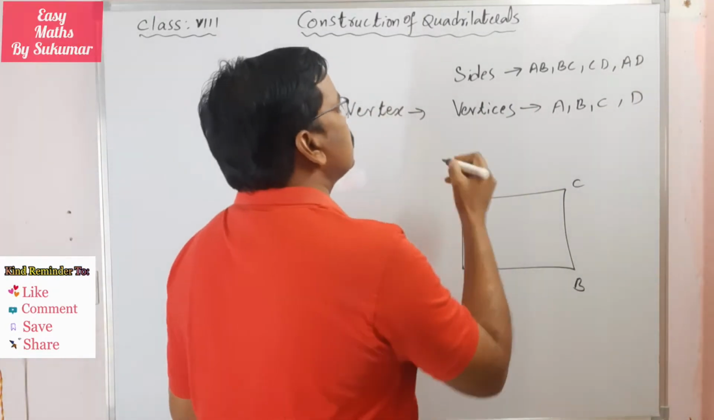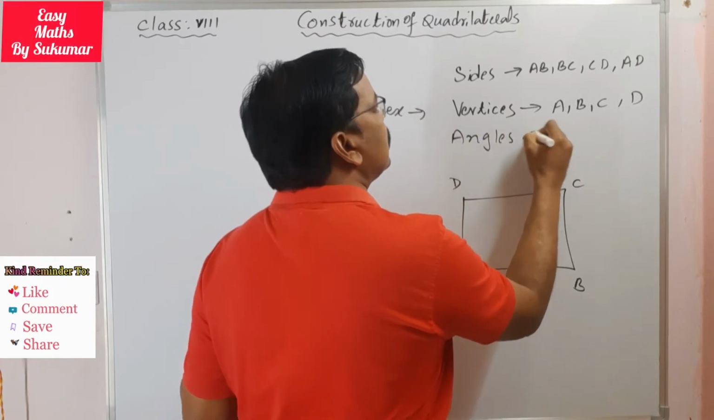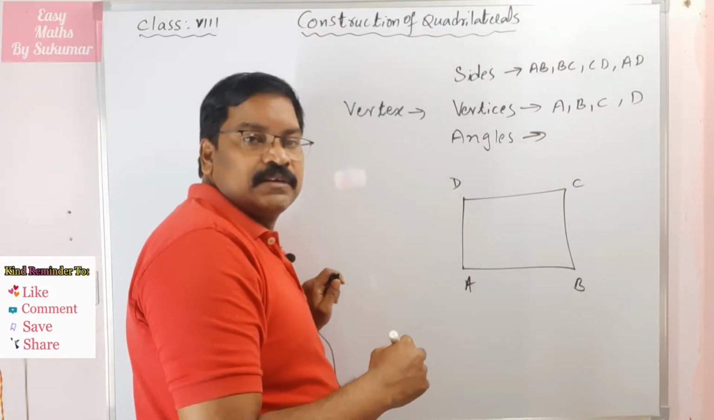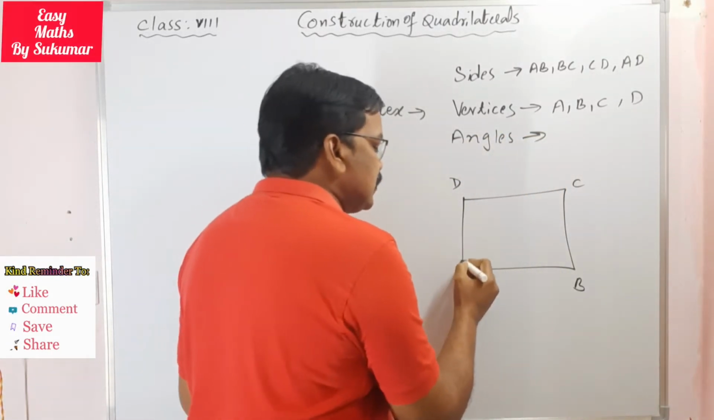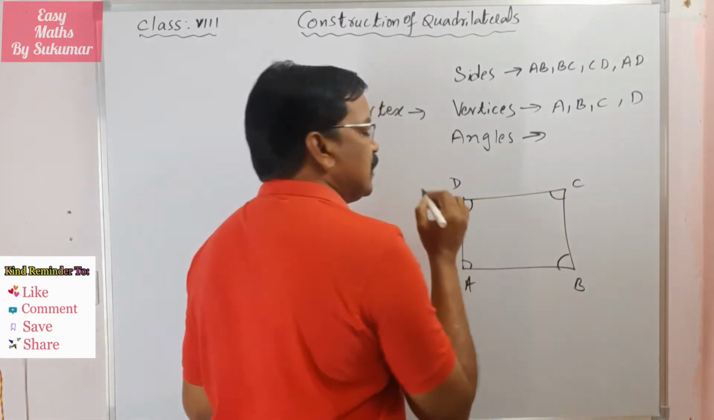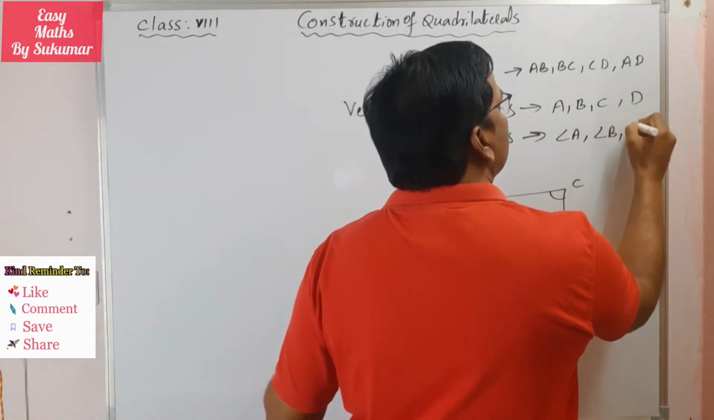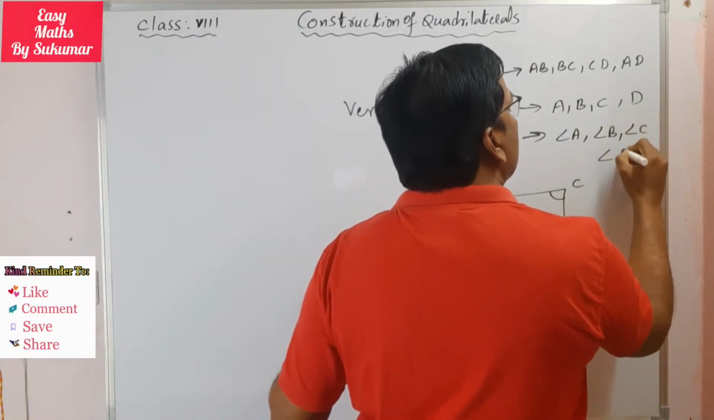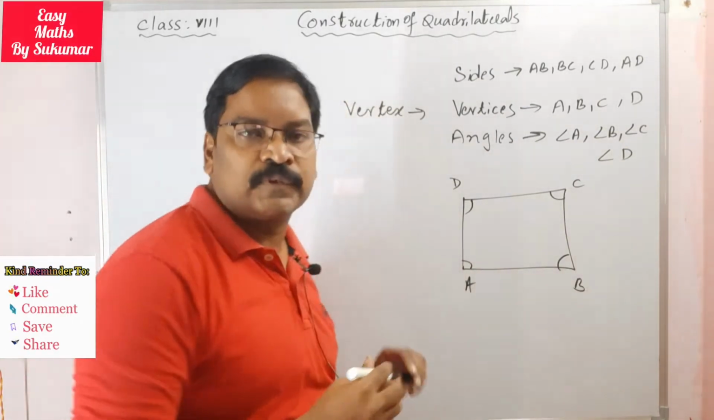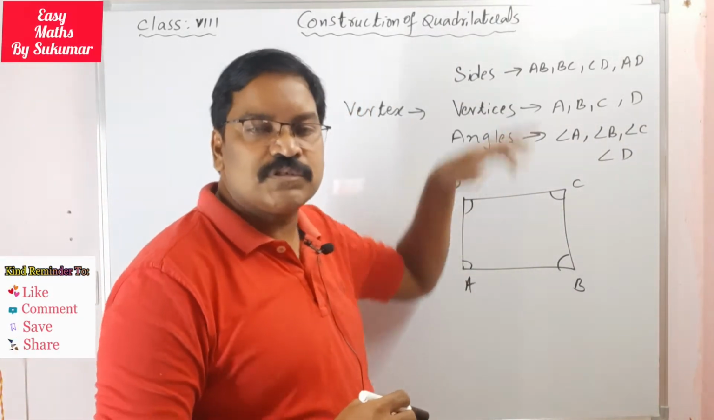Coming to the what? Angles. Here you will find four angles. This is an angle and this is an angle, this is third angle and this is fourth angle. So here the angles are angle A, angle B, angle C and angle D. There are four angles, four vertices and four sides.